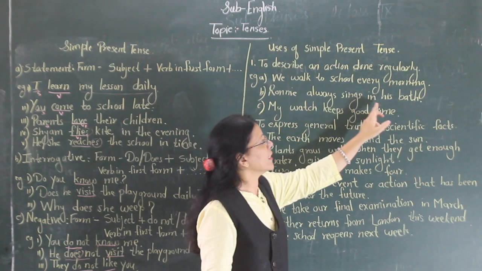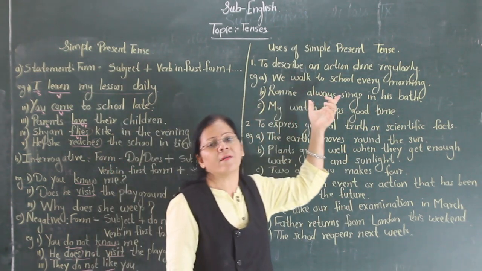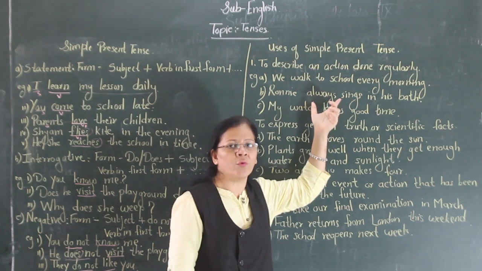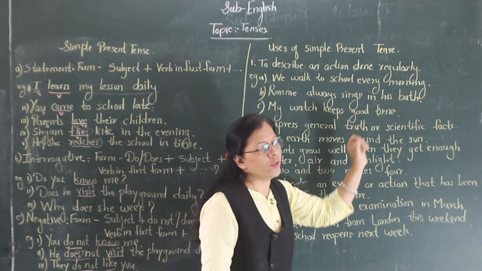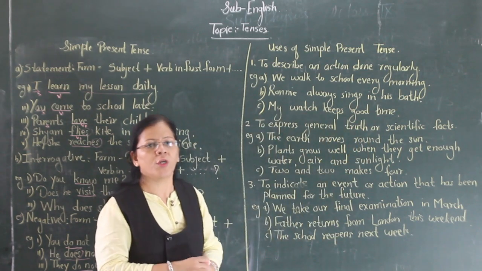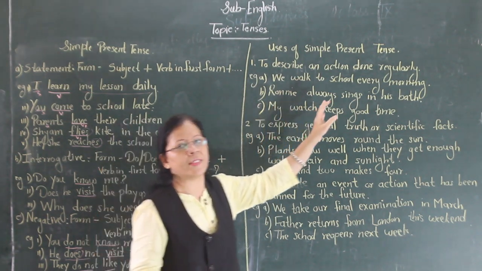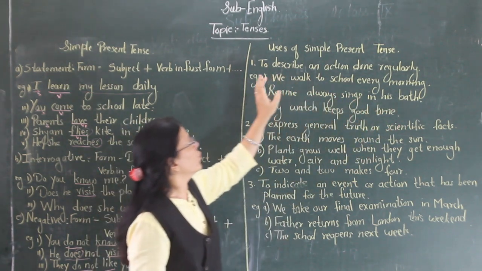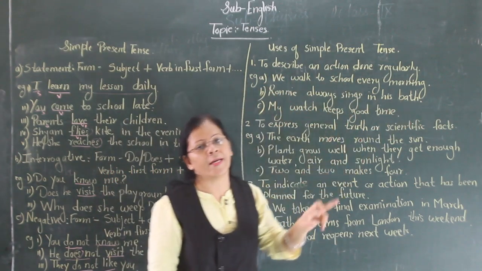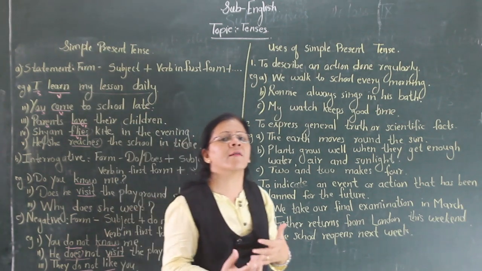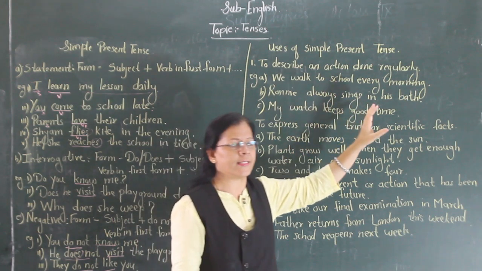Ronnie always sings in his bath. Now this is also his regular action, daily action. So we use simple present tense. My watch keeps good time. So the watch keeps good time every day. So we use simple present tense. So the first rule is that simple present tense is used to describe an action done regularly. So whatever actions are done regularly, for that we use simple present tense.